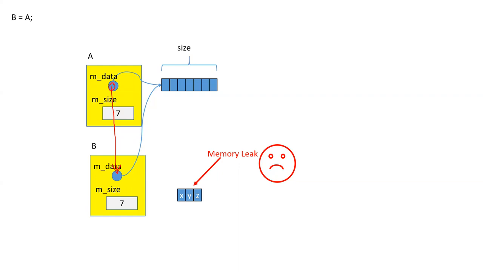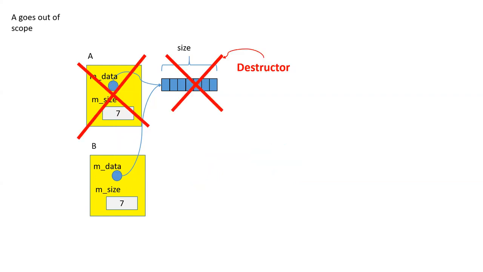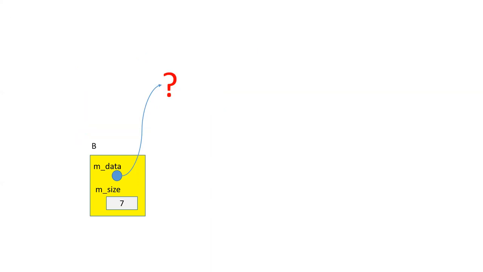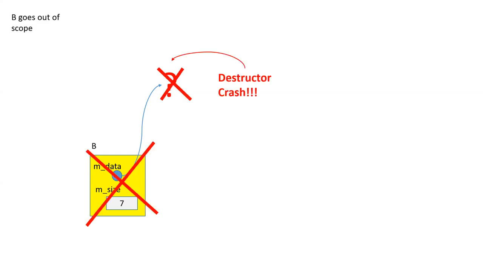And the problem is that when A goes out of scope, its destructor deletes its data. And when B goes out of scope, it wants to delete the data, but there is nothing in there. The destructor crashes. This type of crash, 90% of the time, happens at the end of the program. When your program runs perfectly, but at the end, when everything is over, it crashes, it means you have such a problem. You're not copying this stuff properly, most likely. Are we okay with this? So that is bad copying.